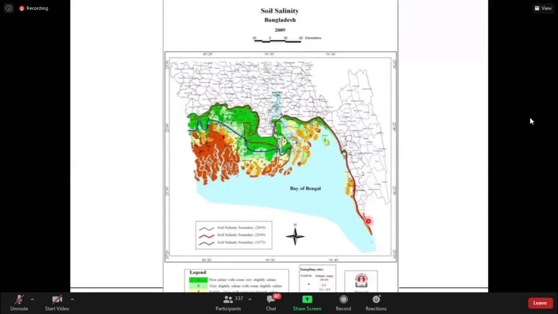From this coastal belt, this green blue line here, this blue line, this was the boundary of salinity. This was the boundary of salinity in 1973.